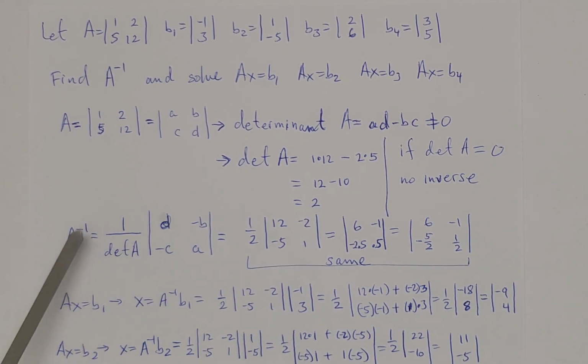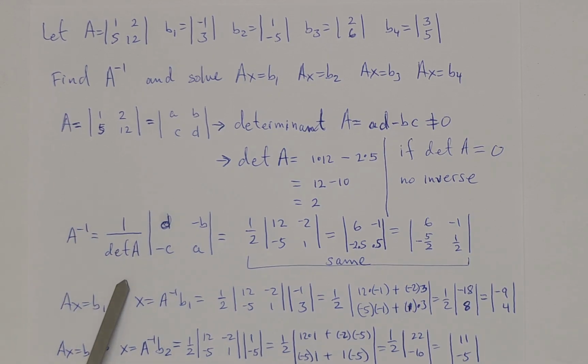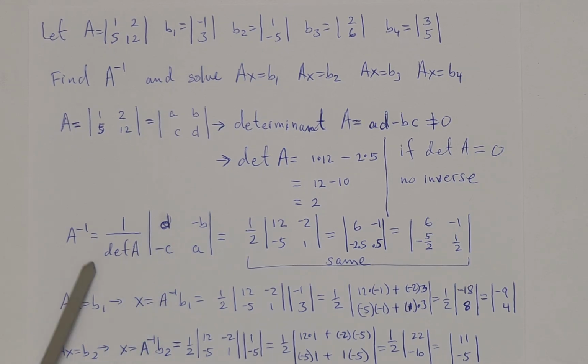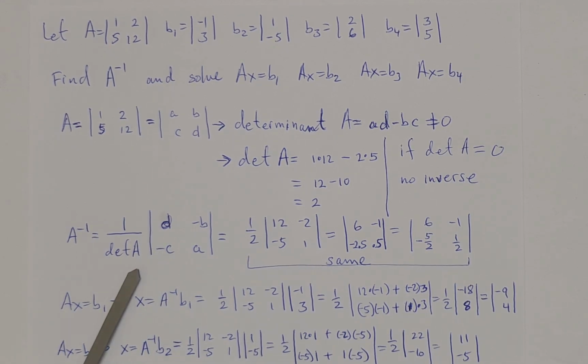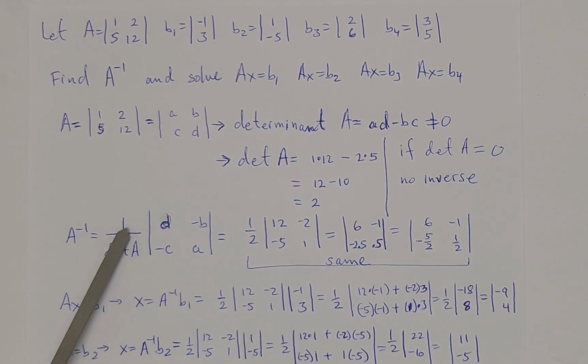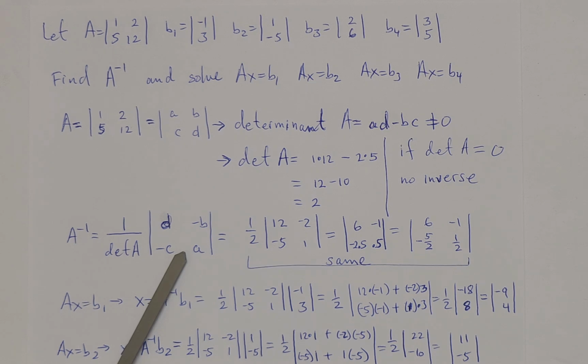And this is how we write our inverse. Here is our formula for the inverse. However, be very careful, this only works for 2 by 2 matrices. One more time, this formula only works for 2 by 2 matrices.